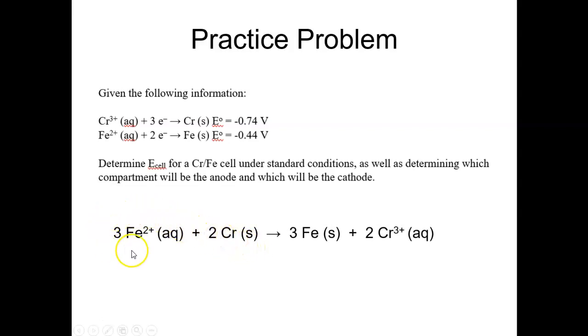So you can see here in my balanced equation, iron is being reduced. That's the cathode. Reduction occurs at the cathode. Chromium is being oxidized. Oxidation occurs at the anode. And then to calculate the cell potential, once more, I do not multiply by any coefficients when I do this because cell potential is an intensive property. So the E cell is going to be the reduction potential of the cathode, which is negative 0.44, minus the reduction potential of the anode, which is negative 0.74. Negative 0.44 minus negative 0.74 gives me positive 0.3 volts. That would be my cell potential.